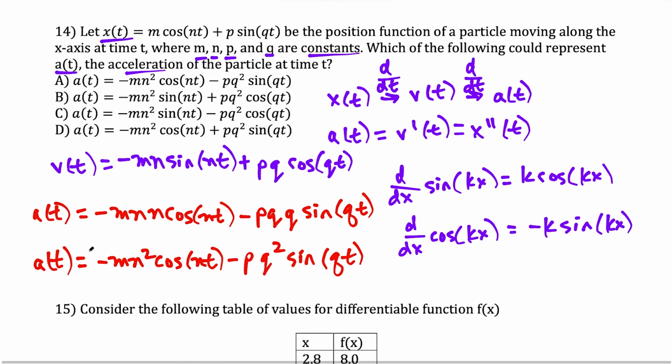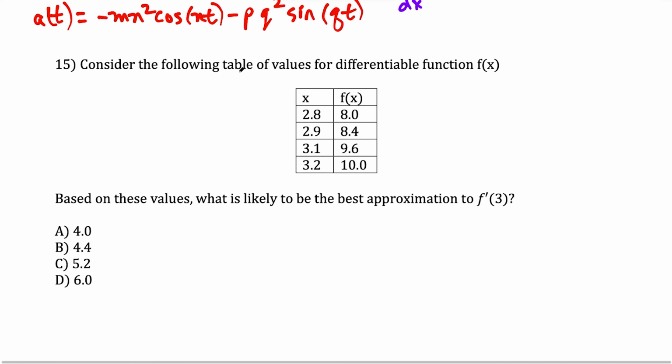So now all we do is scan the answer choices here, and we're going to see that this matches up with choice A. Question 15, we have a table of values for differentiable function f of x, and we want to know, based on these values, what is likely to be the best approximation to f prime of 3.